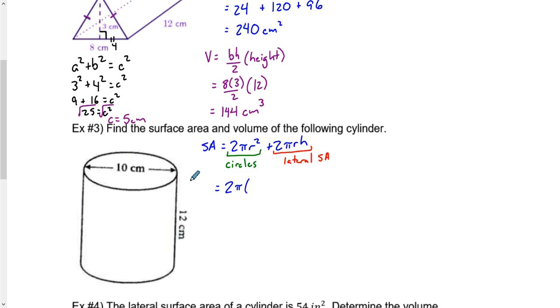It is identifying our diameter. Well, that means that we just have to half it to find out our radius. So 5. 2 pi, 5 is our radius. Our height is 12. 2 pi times by 5 squared, around 157.08. And 2 pi multiplied by 5 multiplied by 12, 376.99. You add everything together.